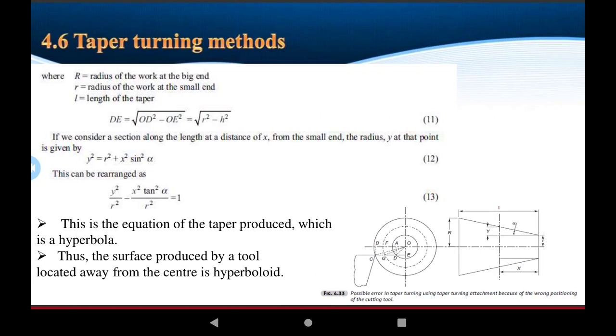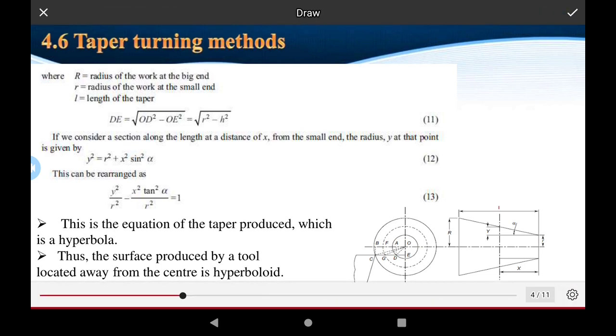Taper turning methods are used, with some assumptions. Capital R is the radius of the workpiece at the big end, and small r is the radius of the workpiece at the small end. L is the taper length. Now find out the value of DE.